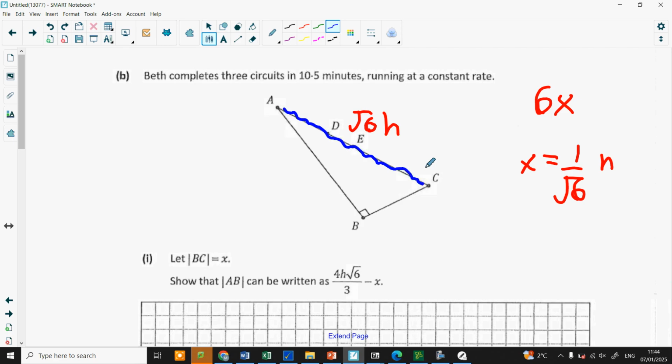Now, BC. Do we already know what AB is? Or B to C? B to C is X. Grand. So here's what I'm going to do. Show that AB can be written as this. Haven't used the time yet, have I? Did I use the time? No. Okay. Gonna have to use the time somehow.